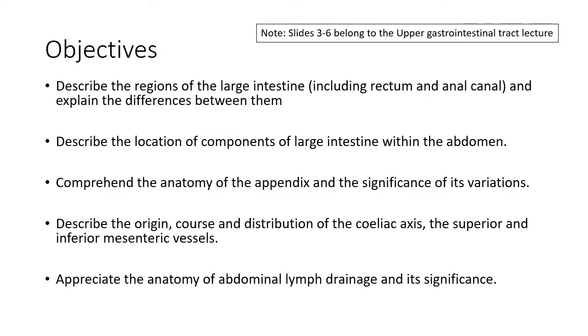The objectives of today's lecture is to cover the relevant anatomy of the large intestine, including the rectum and anal canal, and try to differentiate between the different parts of the large intestine. And then, as we did basically with the other lectures, we'll cover the important relations, blood supply, lymphatic drainage, nerve supply, and also some clinical or applied anatomy related to the large intestine.